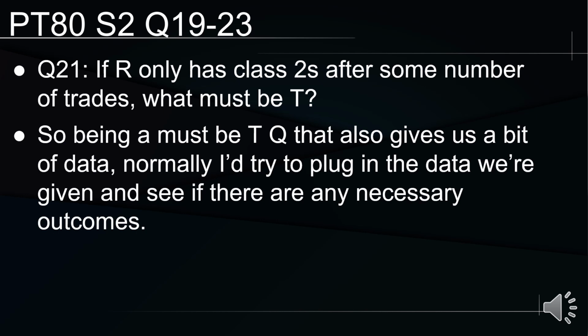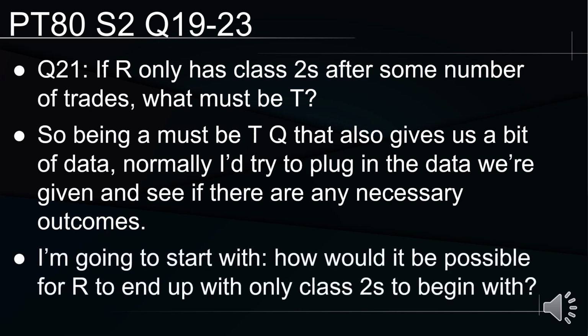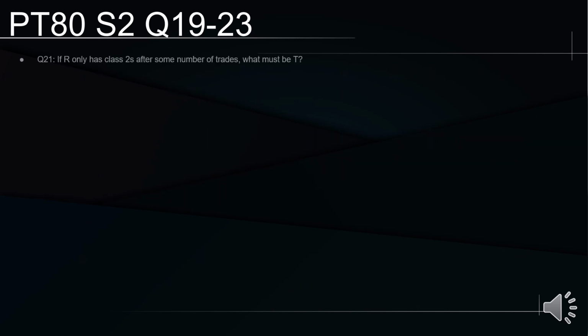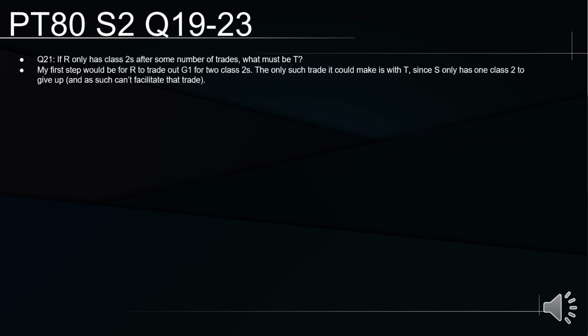So what it looks like for this question is that I'm going to start with, how would it be possible for R to end up with only class 2s to begin with? How is that possible? Because that's the data that we have, right? R only has class 2s. How does that work? What are the necessary outcomes of that situation? So my first step would be for R to trade out G for 2 class 2s.